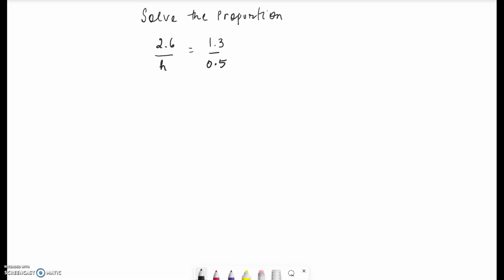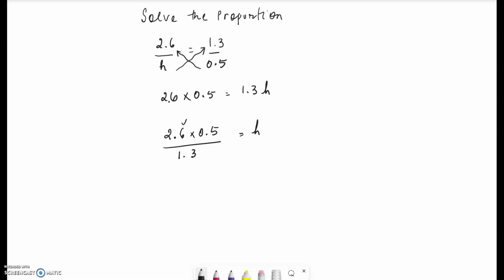Here we have another proportion or equation, and we need to solve for the unknown, that is h. So we first cross multiply, and that's 2.6 times 0.5 equals 1.3 times h. Now don't do any multiplication, just divide both sides by 1.3. And that's equal to h.